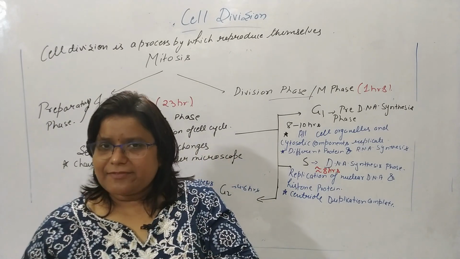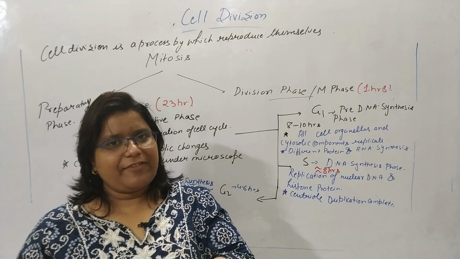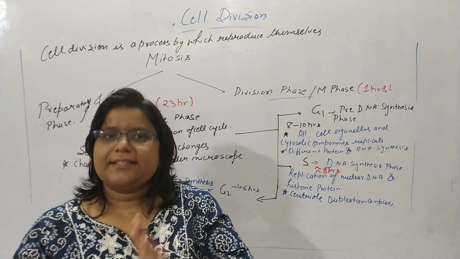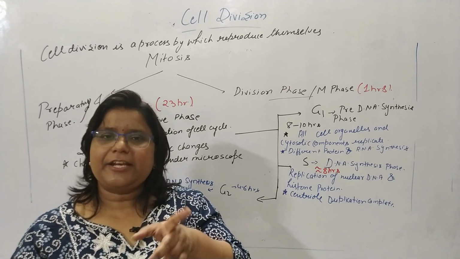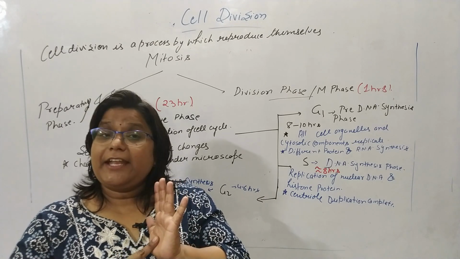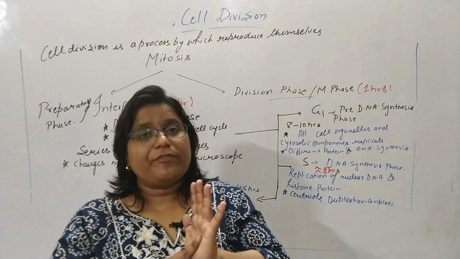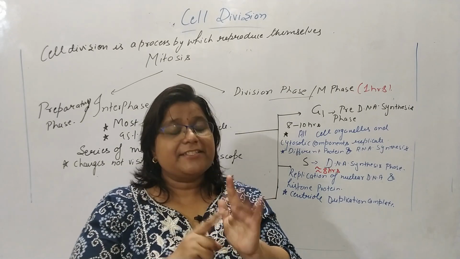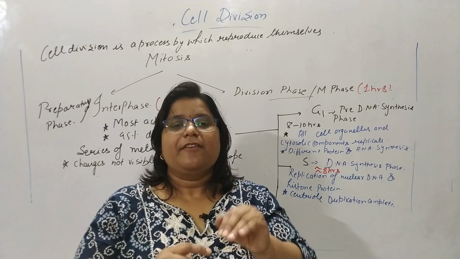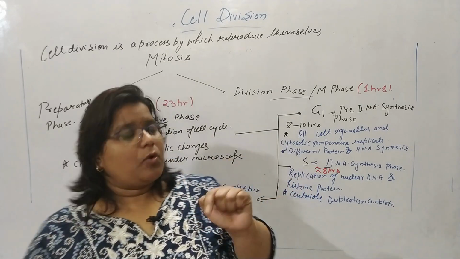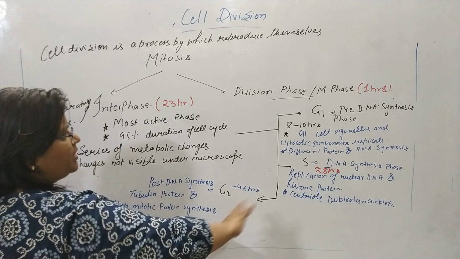Okay, so the interphase has three phases: G1, S and G2. G1 takes 8 to 10 hours. In the S phase, the histone protein and nuclear DNA synthesis take place, and it takes 8 hours, whereas the G2 phase takes 4 to 6 hours. In this phase, the tubulin and the other remaining mitotic proteins will form. Okay, so this is all for the interphase.